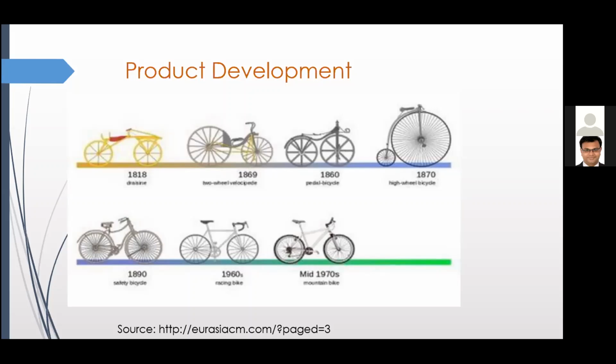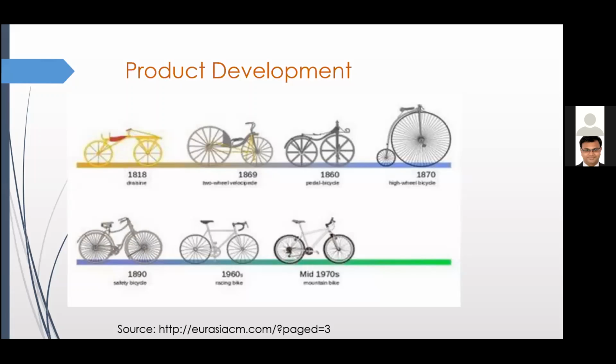If you see from 1880 to 1970, how the design of the cycle evolved over the period of time, the figure shows till 1970 only, and I took the source from the internet. If you see the cycles coming in 2016 and 17, they have further changed compared to 1970. So you can see the change in the design.